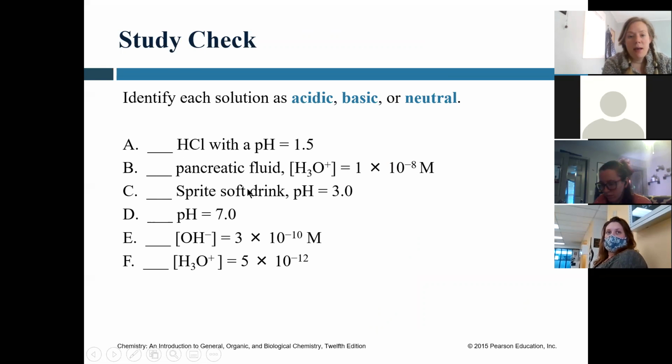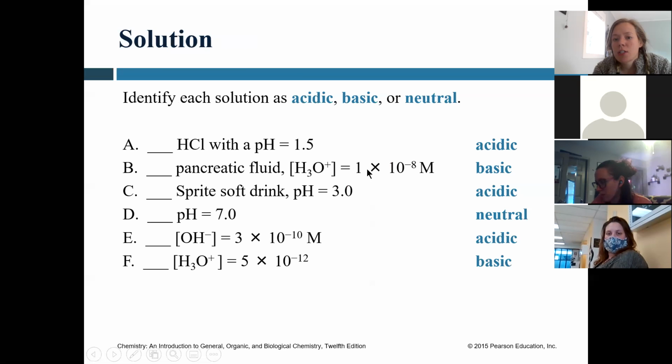So let's identify each of these as acidic, basic, or neutral. HCl, pH of 1.5, that's acidic. Pancreatic fluid has an H3O+ concentration of 1.0 times 10 to the negative 8th. This value is smaller than that 1.0 times 10 to the negative 7 breaking point. When you see that exponent getting bigger like that, the number is actually getting smaller. So that means we've got a basic solution.